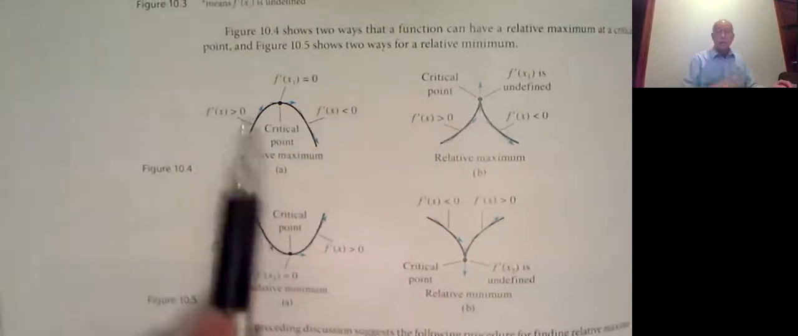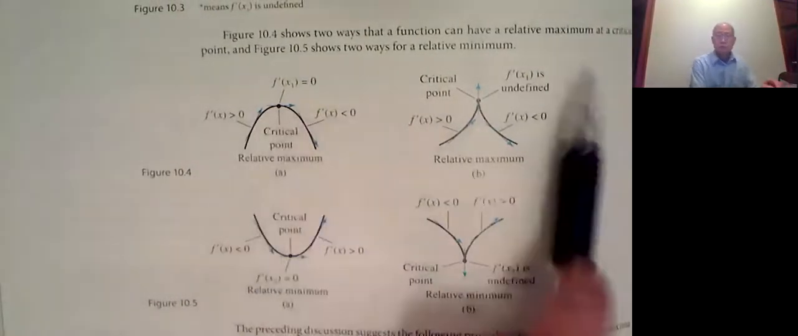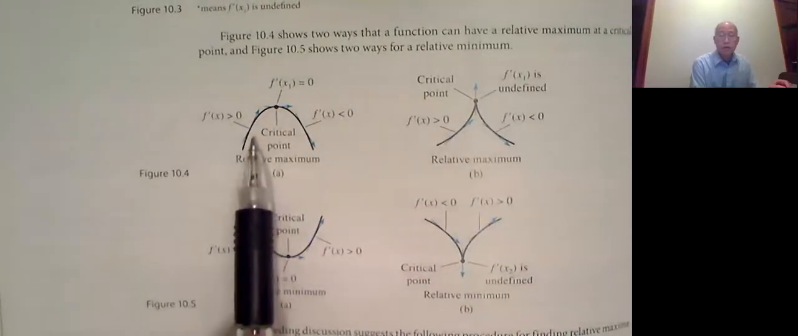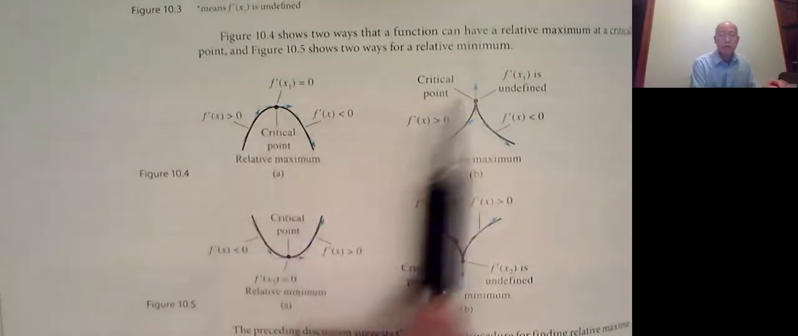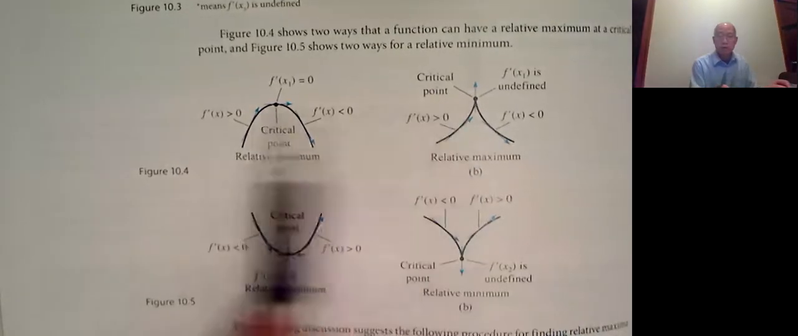All right, so on page 632 now. Okay, this looks like a relative maximum. Here the derivative is 0. Derivative is undefined. It's called a critical point. A critical point is a point where the derivative is either 0 or undefined. For us, again, most of the time it'll be derivative equal to 0.